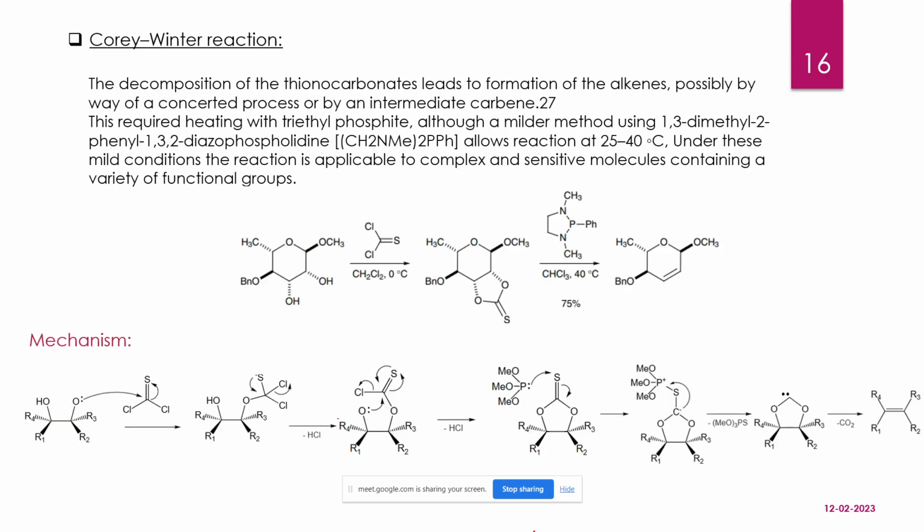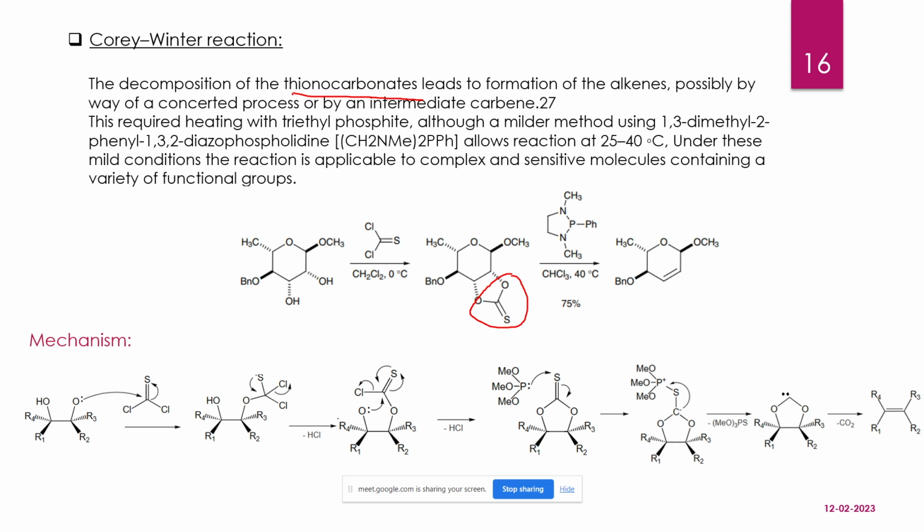Next is the Corey-Winter reaction. This is also a named reaction where the carbene is involved. What is happening? There is a decomposition of the thionocarbonate leading to the formation of the alkene, possibly by way of a concerted process or by an intermediate carbene. This is called a thionocarbonate compound.